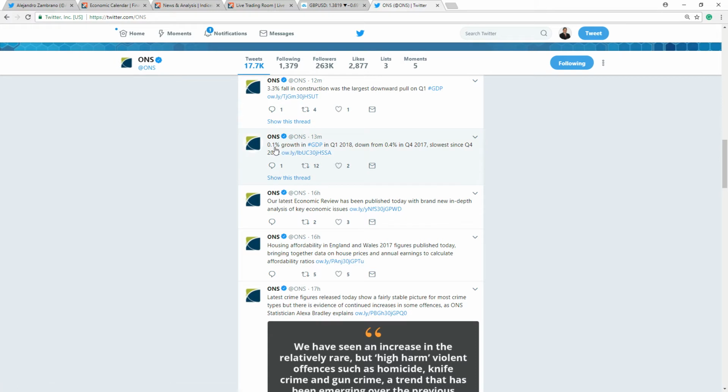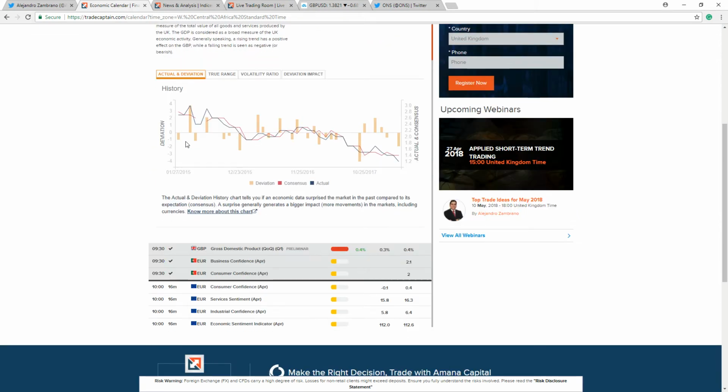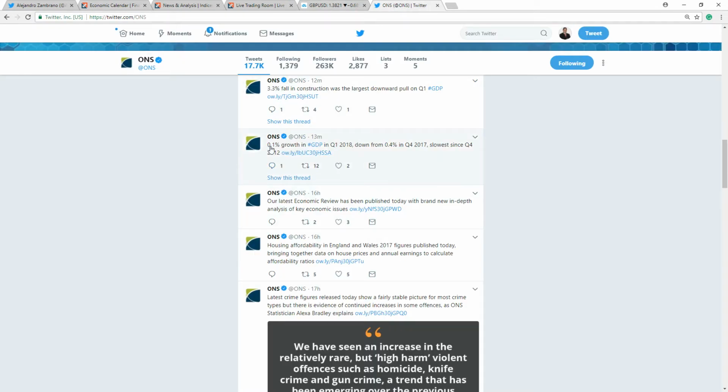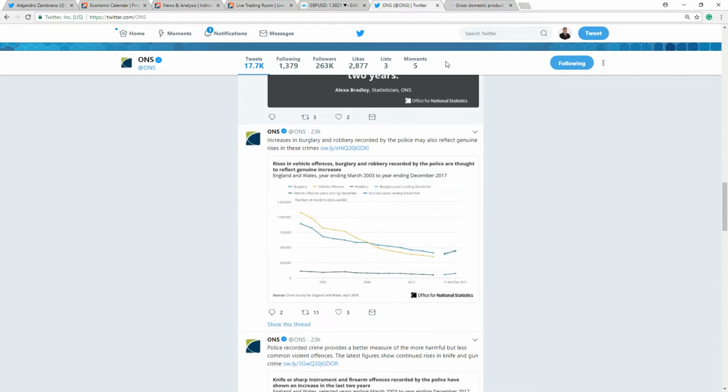So GDP growth in the first quarter is down from 0.4 to 0.1, and this is really the slowest Q4 since 2012. Slowest since the fourth quarter of 2012. So it looks like my little economic calendar here is showing something different. If you look at the ONS, which actually compiles the report, they talk about first quarter GDP 0.1 down from 0.4, and again slowest since the fourth quarter of 2012. See if they have any charts on it as well.